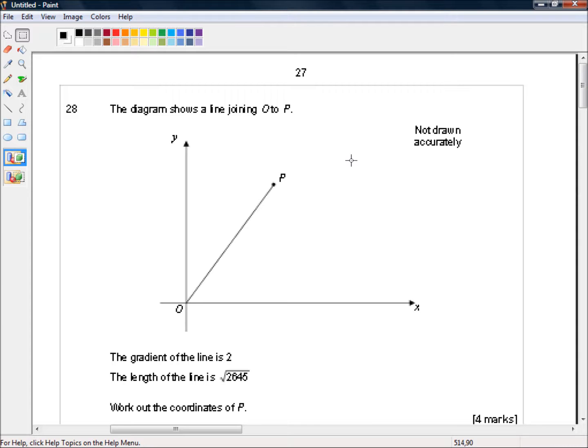This is the third paper of the higher tier specimen paper, and we're picking up in question 28.